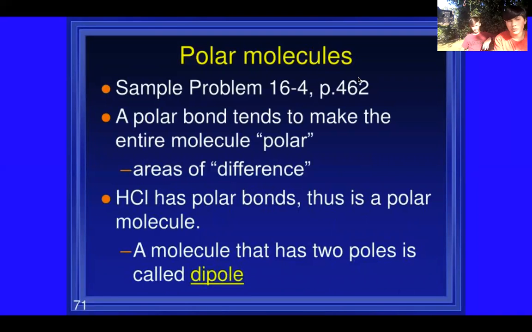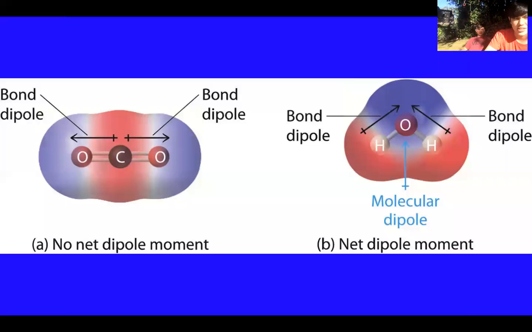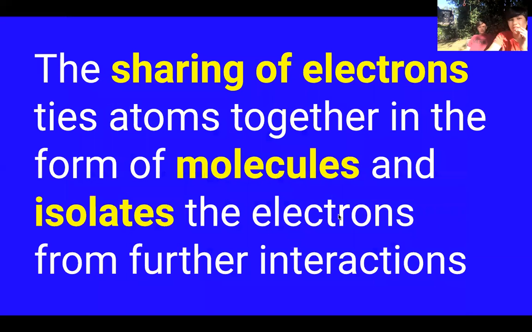Polar molecules. A polar bond tends to make the entire molecule polar. HCl, hydrogen chloride, has polar bonds. Thus, it is a polar molecule. A molecule that has 2 poles is called a dipole. So these are examples: bond dipole, bond dipole.